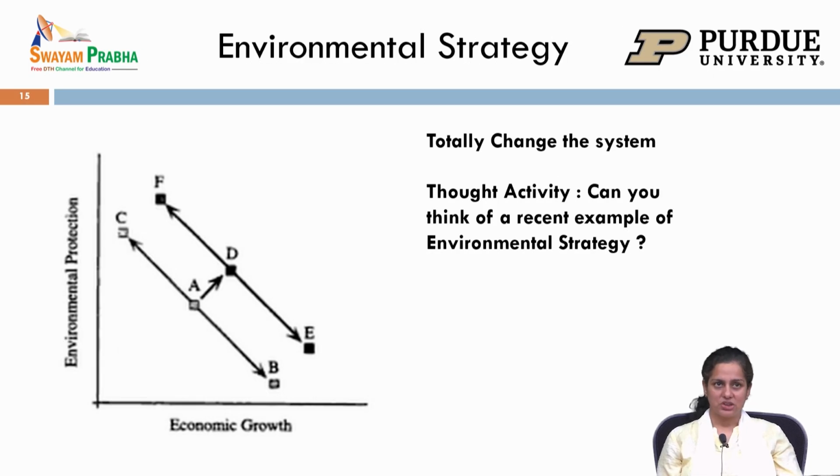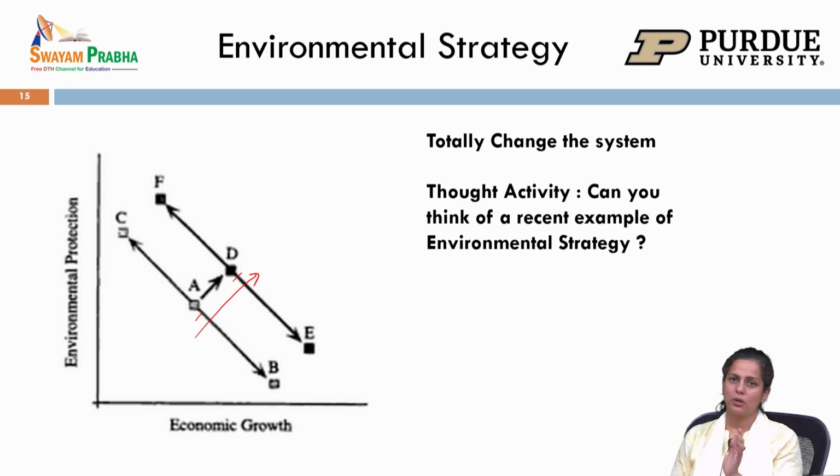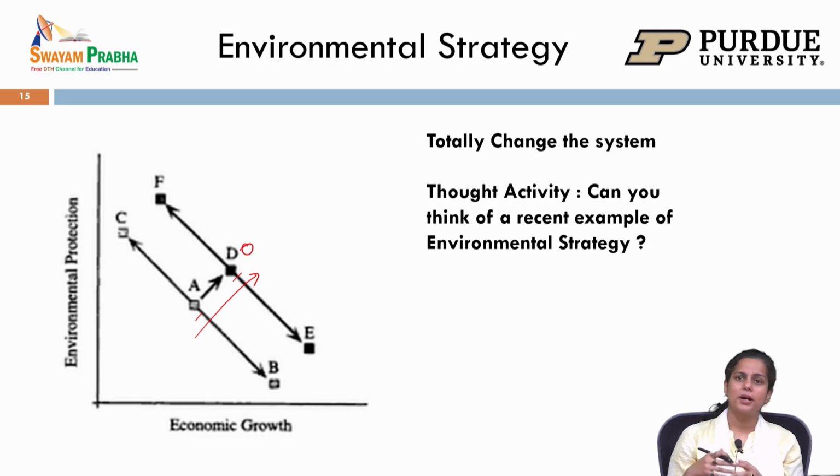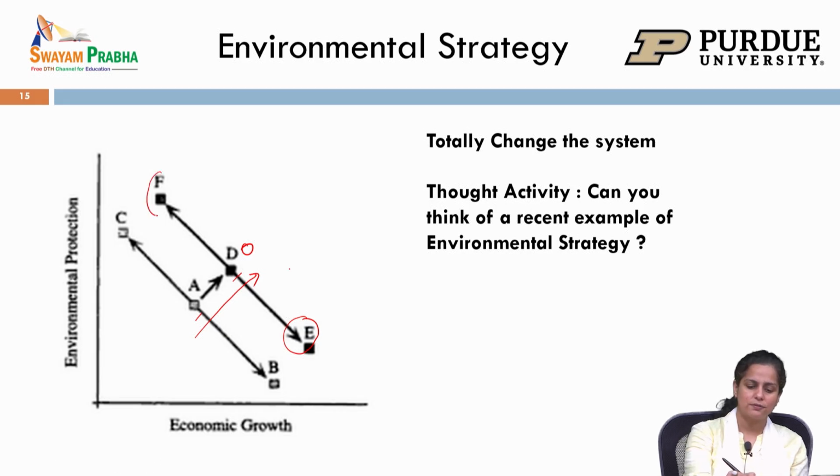And there is this environmental strategy where you totally change the system. So you go from, let's say, A to D, which is our win-win perspective. So you are increasing the economic growth and also improving environmental protection. And once you reach here, now you have to find the new optimal point, because in this also you could be here where you have definitely improved on the environmental protection, but now if you want to further improve, you will have a reduction in the economic growth. Similarly, you can have the lower economic growth and much higher environmental protection in the same system. So this is where the optimization is going to happen.